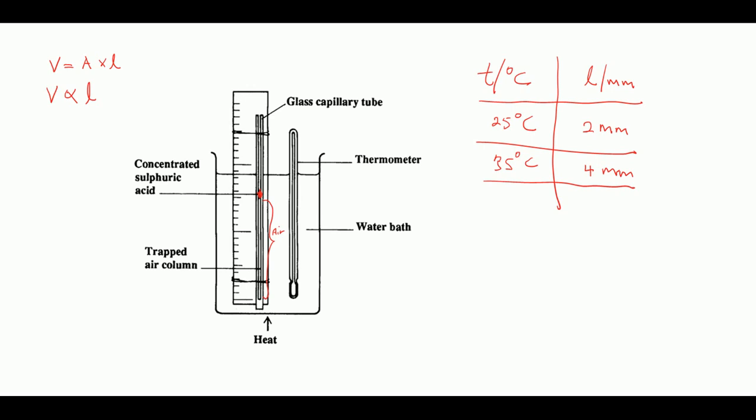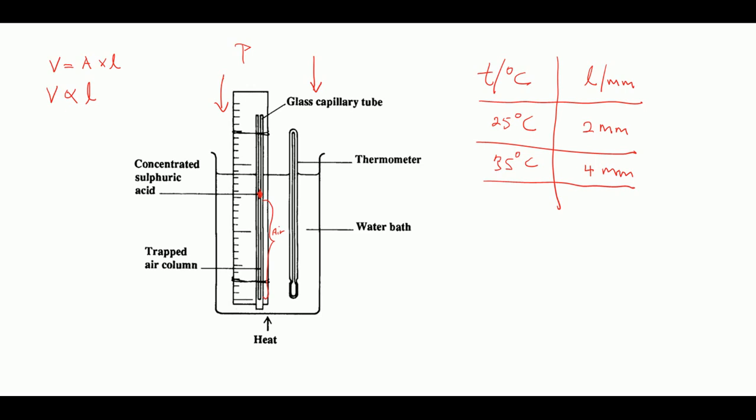And remember, with Charles's law, the pressure is kept constant. Well, the entire experiment is exposed to atmospheric pressure here at all the different temperatures. Therefore, the pressure is being kept constant, right?